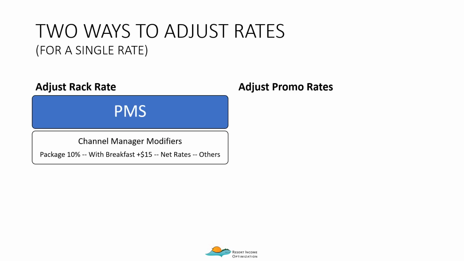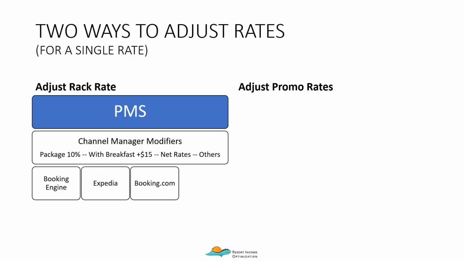Maybe you push net rates to certain channels, and there may be other adjustments that the channel manager makes and then pushes those rates out. And all of this happens automatically in the channel manager, right? I mean, you do have to set it up initially, of course, but once these things are set up, then any rate changes coming from the PMS automatically get modified with these same rules and then pushed out. And then it gets pushed out to the booking engine, to Expedia, to Booking.com, and lots of other channels that you may have connected to the channel manager.